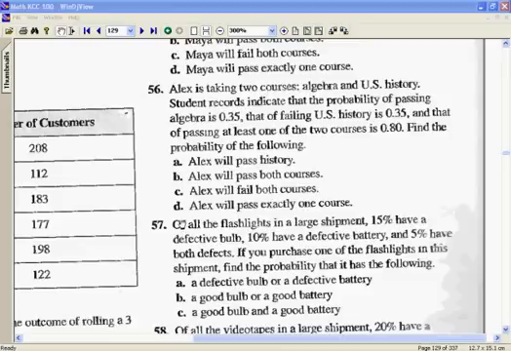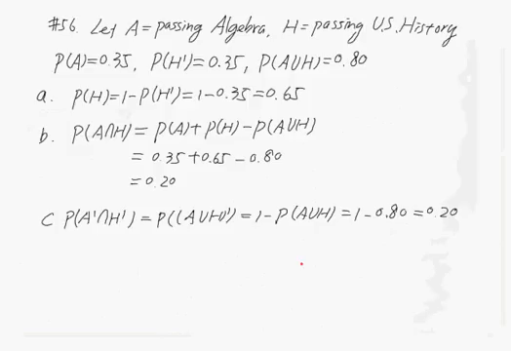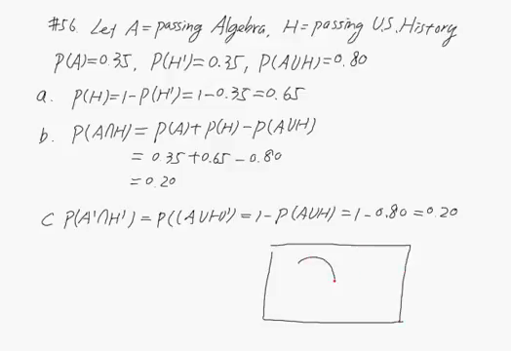And let's look at part D. Alex will pass exactly one course. So this time we need to use the Venn diagram. And this is A, and this is H. Passing exactly one course. So either you pass algebra but fail history, you belong to this part, or you pass history but fail algebra, you belong to this part, right?